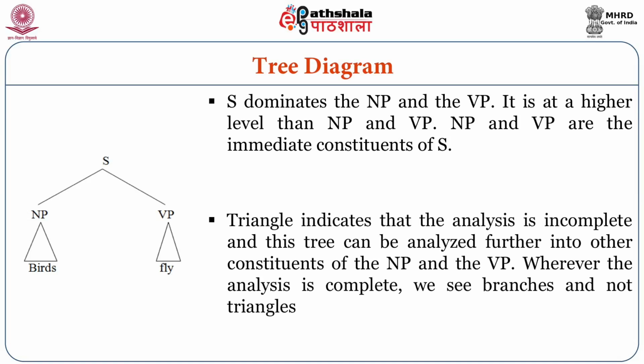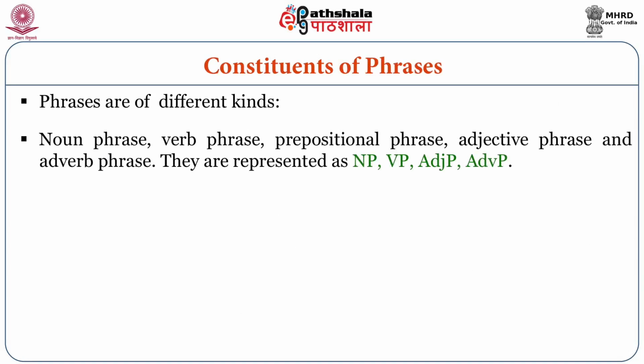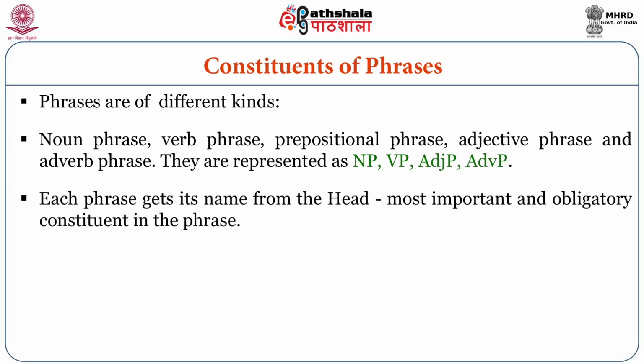Triangle indicates that the analysis is incomplete and this tree can be analyzed further into other constituents of the noun phrase and the verb phrase. Wherever the analysis is complete, we see branches and not triangles. Phrases are of different kinds: noun phrase, verb phrase, prepositional phrase, adjective phrase, adverb phrase. They are represented as NP, VP, PP, AdjP, AdvP. Each phrase gets its name from the head, the most important and obligatory constituent in the phrase.